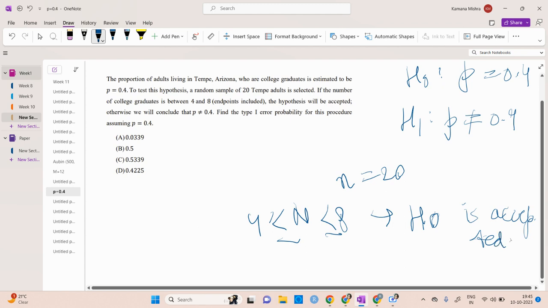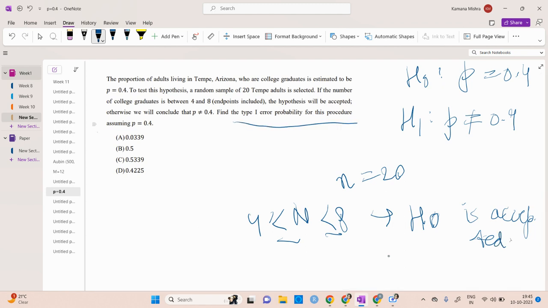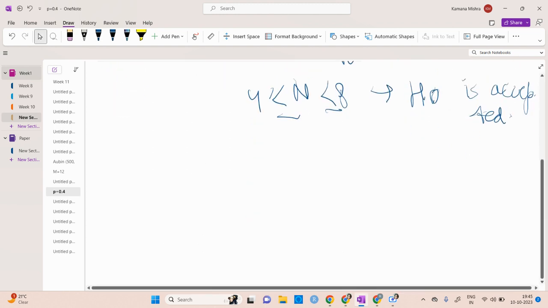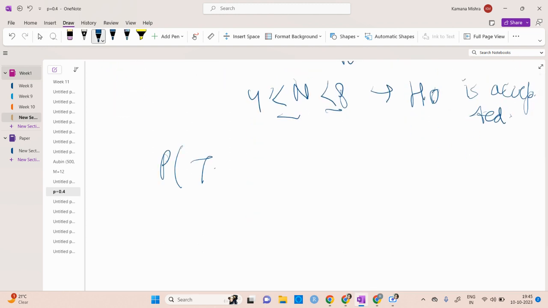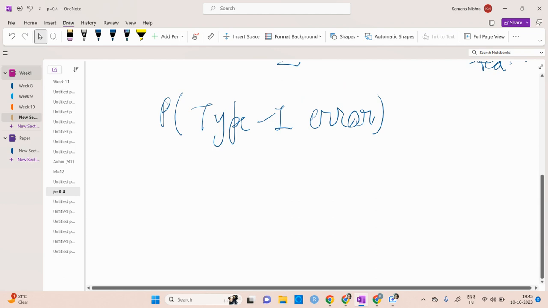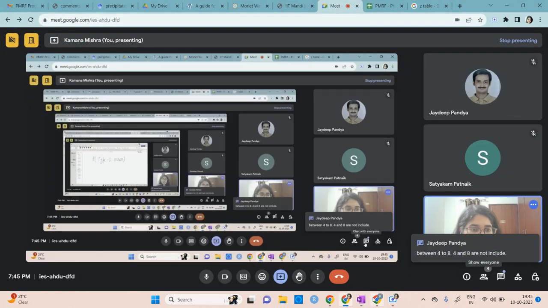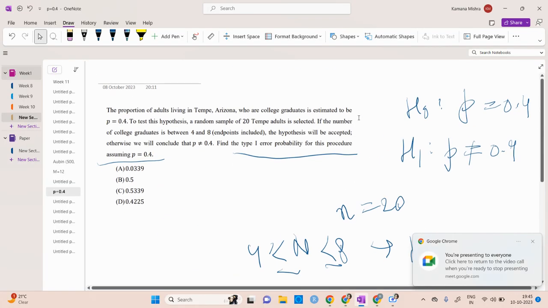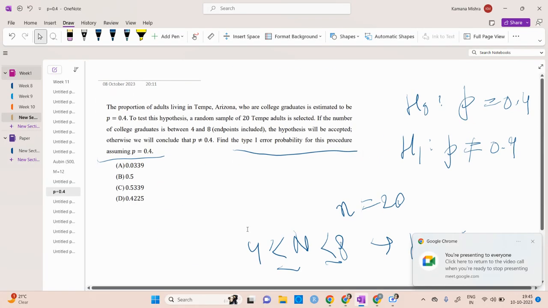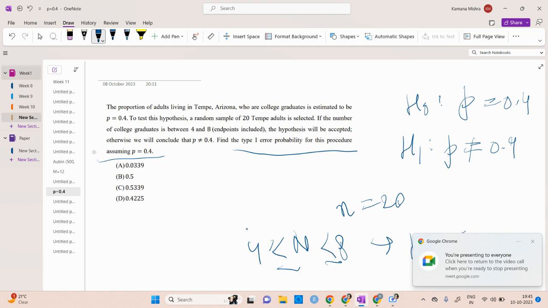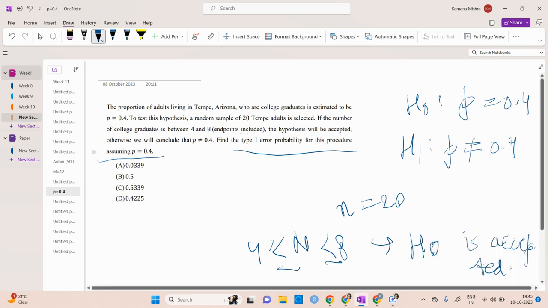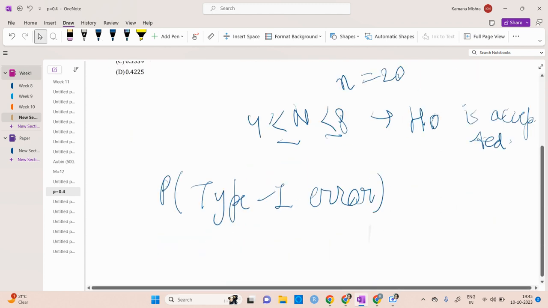Now we want to find the probability of type 1 error, right? Here it is written that the endpoints are included, so it is in between 4 and 8 and the endpoints are included. That's why I'm writing 4 to 8, right?